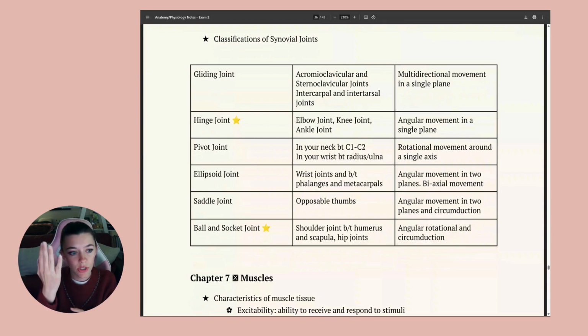Between your phalanges and your metacarpals, that has angular movement in 2 planes. It has biaxial movement. Next is saddle joint. Those are your opposable thumbs. That's what makes us a little special as humans and monkeys. We got opposable thumbs. It has angular movement in 2 planes and circumduction.